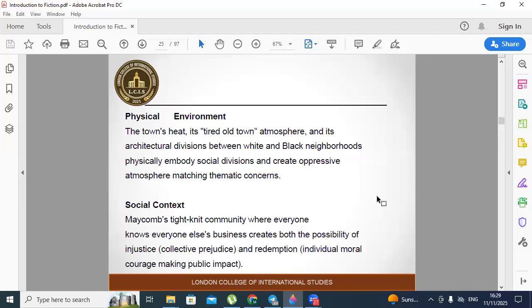Physical environment, the town's heat, its tight old town atmosphere and its architectural divisions between white and black neighborhoods physically embody social divisions. You can't separate physical geography from social meaning. The railroad tracks don't just divide the town geographically, they divide it racially and economically.